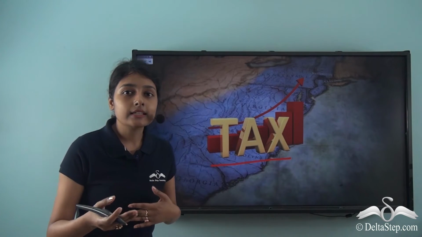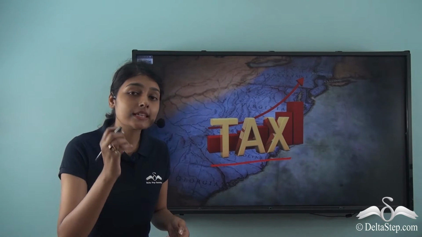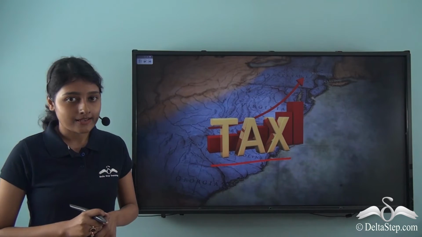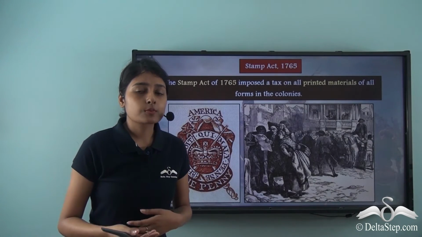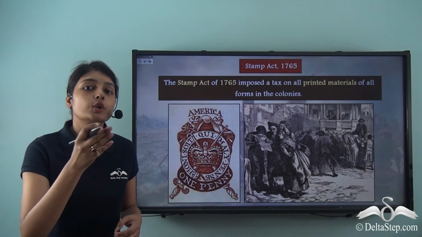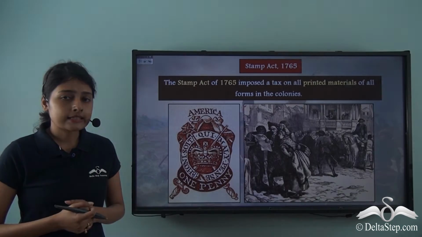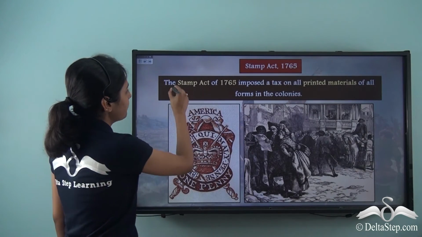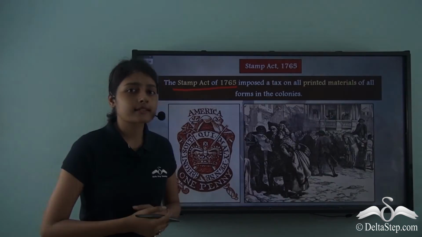But to understand in detail what this unfair taxation of Britain was, we have to see which products were taxed. The stamp tax was the first tax that the British government imposed on its colonial holdings in North America. What was the stamp tax? It was the Stamp Act of 1765 that stated this stamp tax.